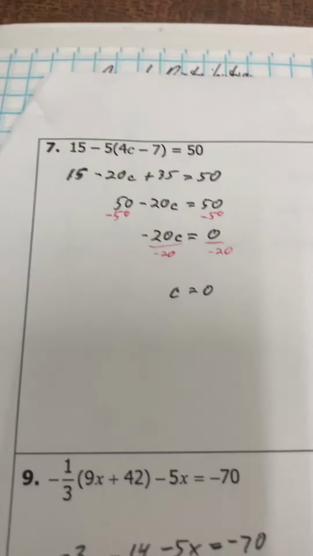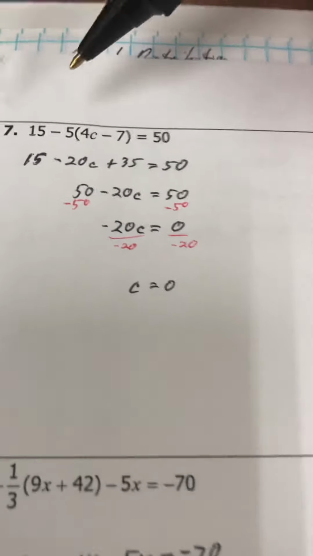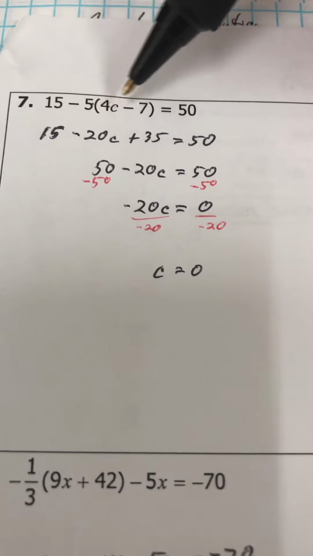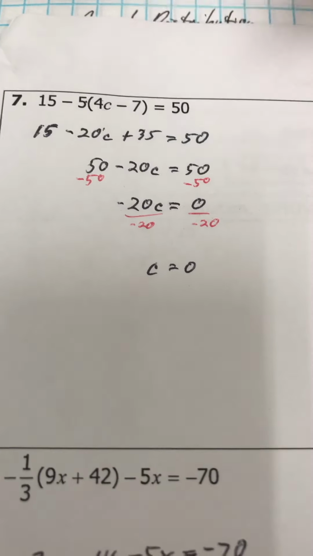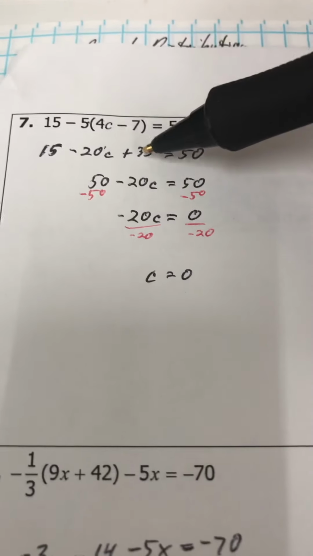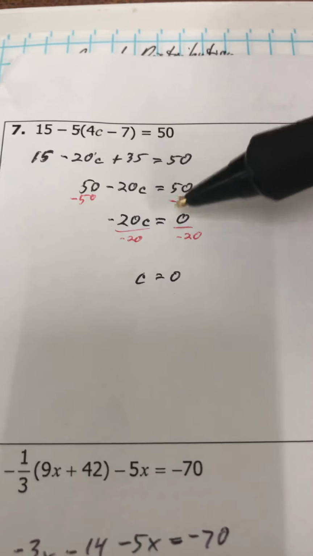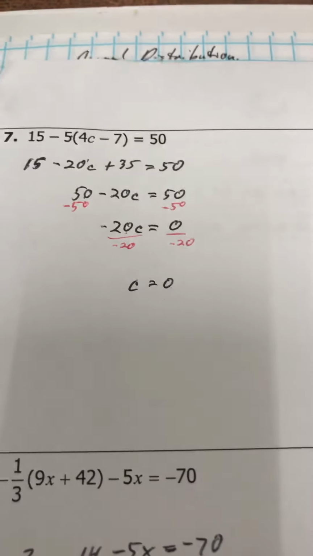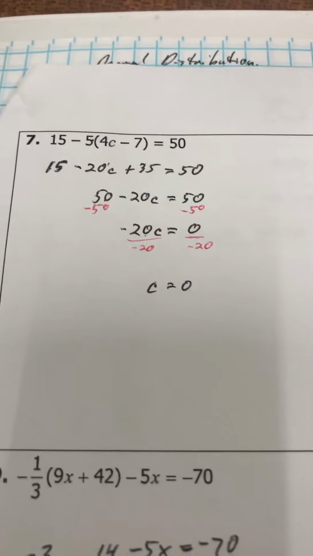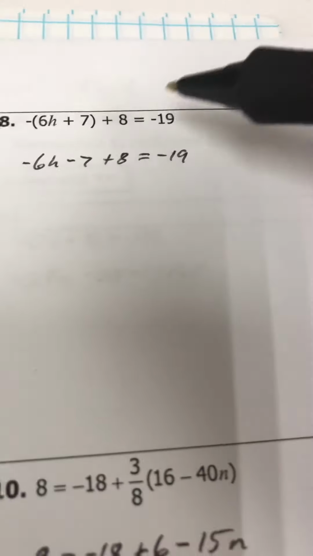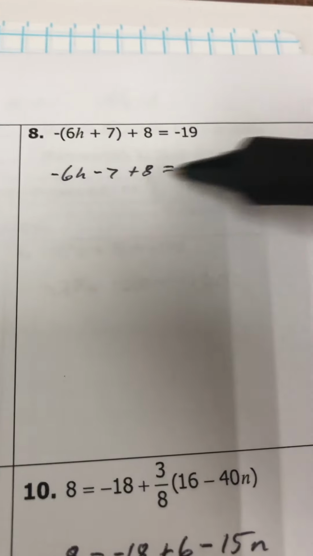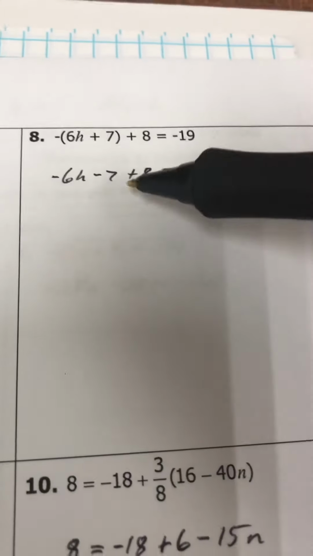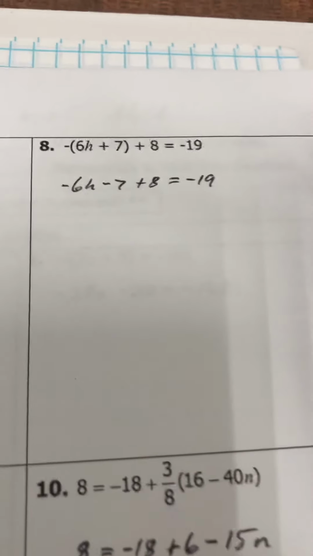Okay, taking a look at number 7. I'm going to do the distributive property first. Okay, I got the distributive property done, and then I subtract 50 from both sides, divide both sides by 20. I end up getting C equals 0. This one, I'm going to start with the distributive property to get you started. You're going to just combine like terms, isolate the variable, solve for H.